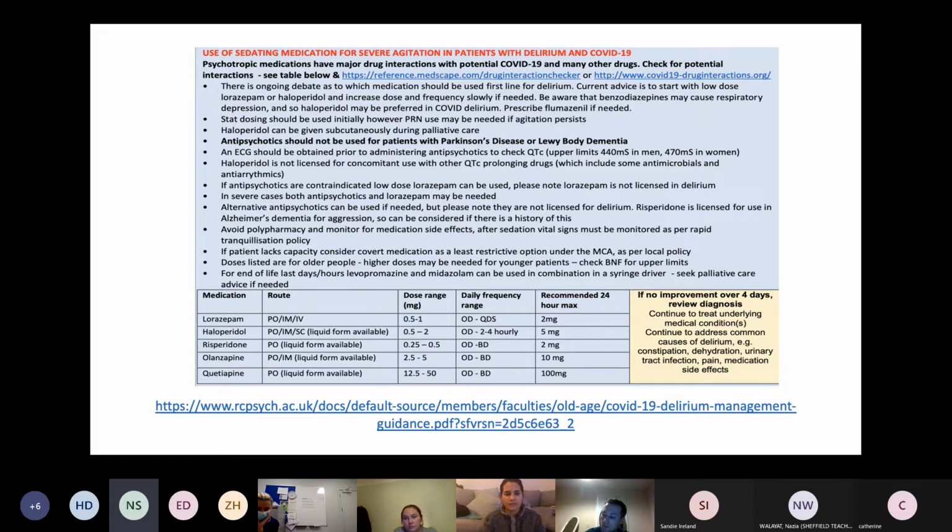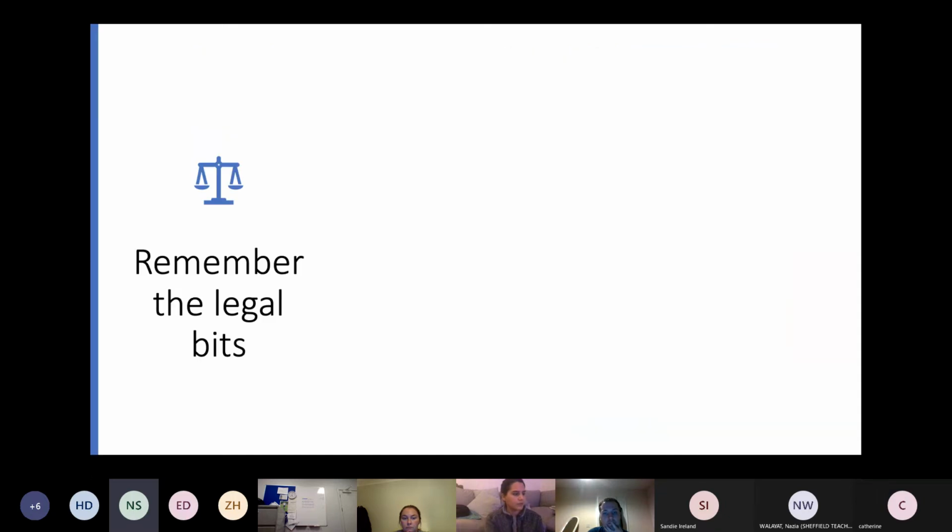But ultimately, it says right at the top that there is an ongoing debate about what should be used first line, and you can pick either lorazepam or haloperidol. But benzos in the context of COVID-19 could cause respiratory distress, so maybe haloperidol might be preferred. So again, this is more to do with that acute phase, and then it's considering what we're going to be using longer term afterwards. And I think it makes the point in there as well that risperidone is mainly licensed in Alzheimer's dementia, but it gives you a bit of an idea of, especially if prescribing it regularly orally, what the maximums are and what the time frame between them is that you can use.